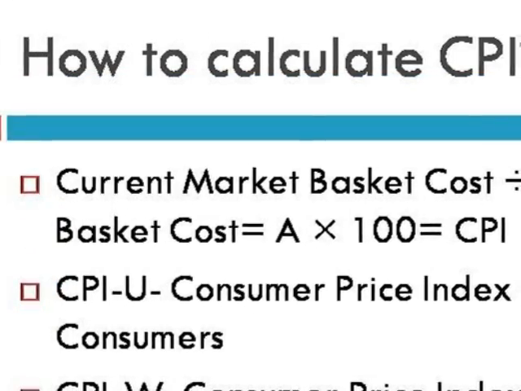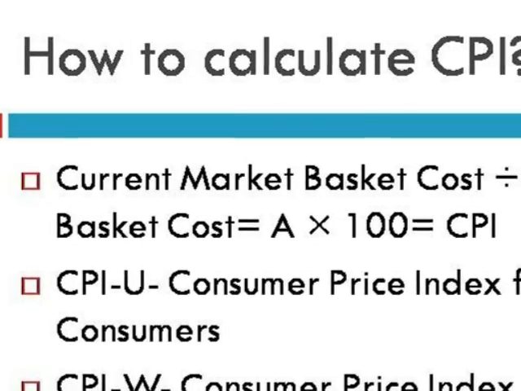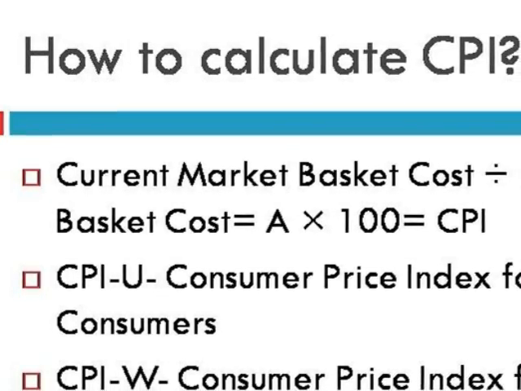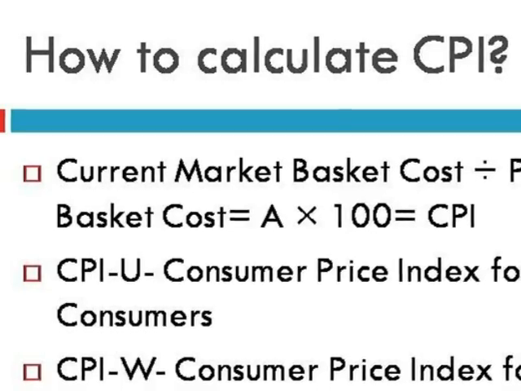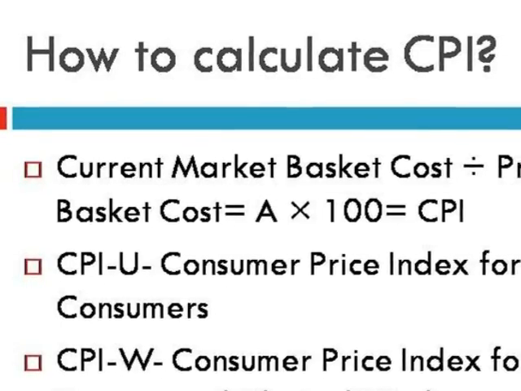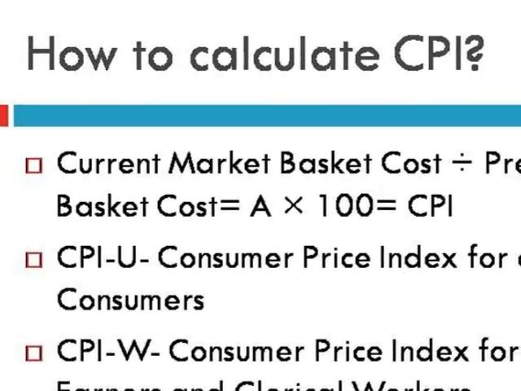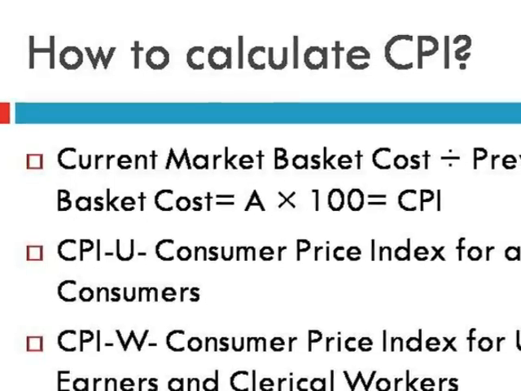In order to calculate the Consumer Price Index, the formula is current market basket cost divided by previous year market basket cost. That answer multiplied by 100 is equal to CPI.